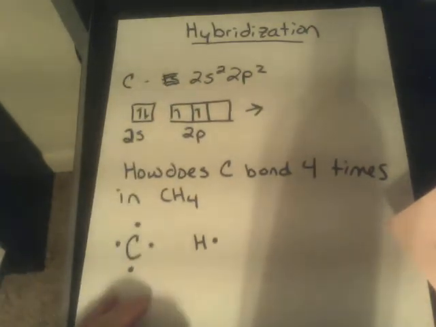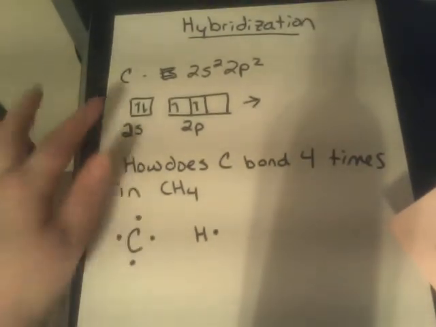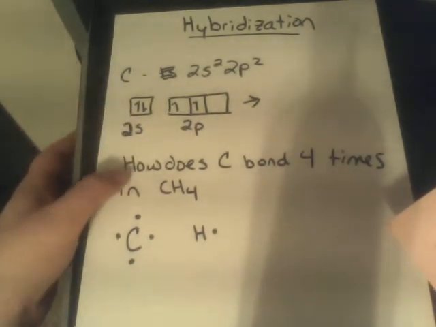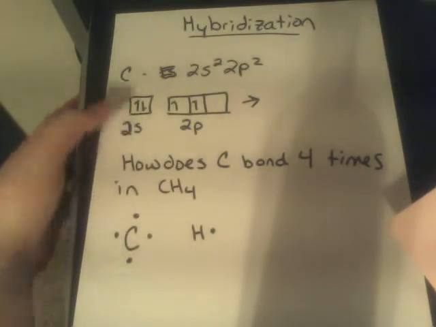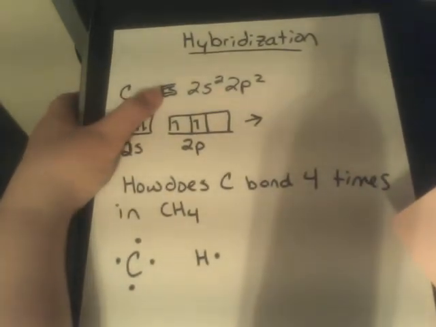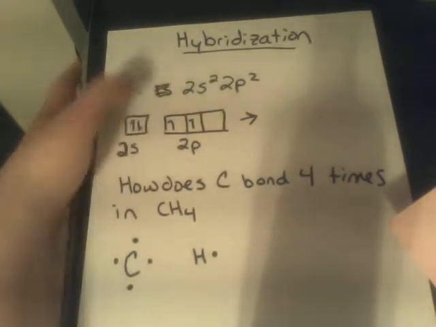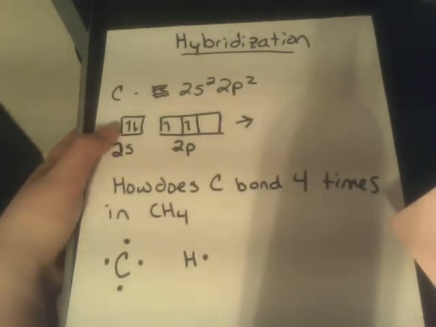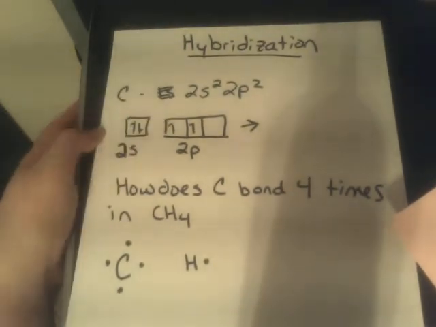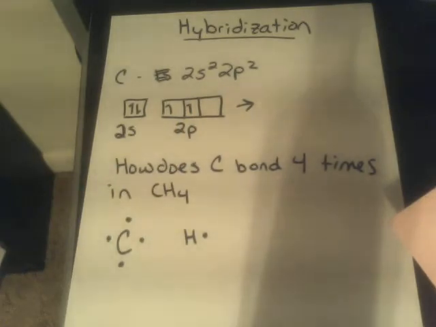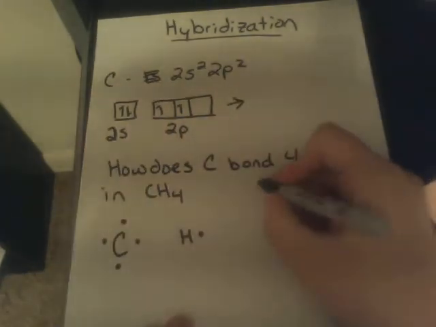Okay. So hybridization. We're just going to start with one that we understand. We all know carbon. Carbon makes CH4, right? So carbon, its valence electrons are 2s2, 2p2. So let's draw that out in a box orbital diagram. Fill up the 2s and then one each in the 2p. All right. But how does C bond to hydrogen 4 times in CH4?